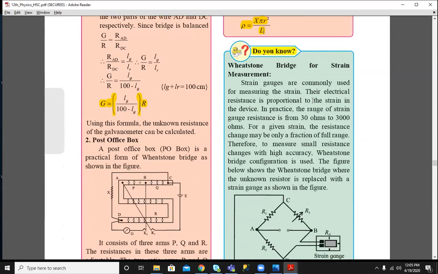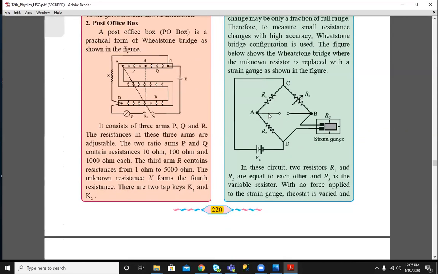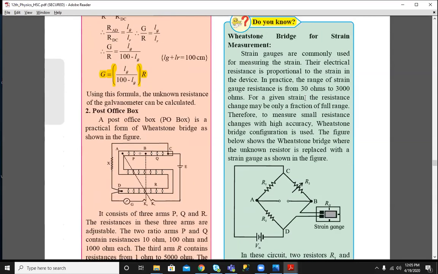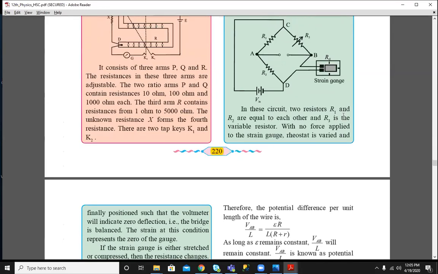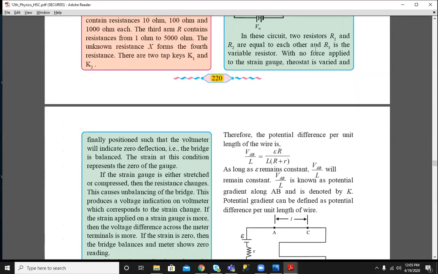Wheatstone bridge is also used for strain measurement. So three resistances are known: R1, R2, R3. This is the application of Wheatstone bridge, and Rg is the resistance of the strain gauge. A strain gauge is a device to measure strain.